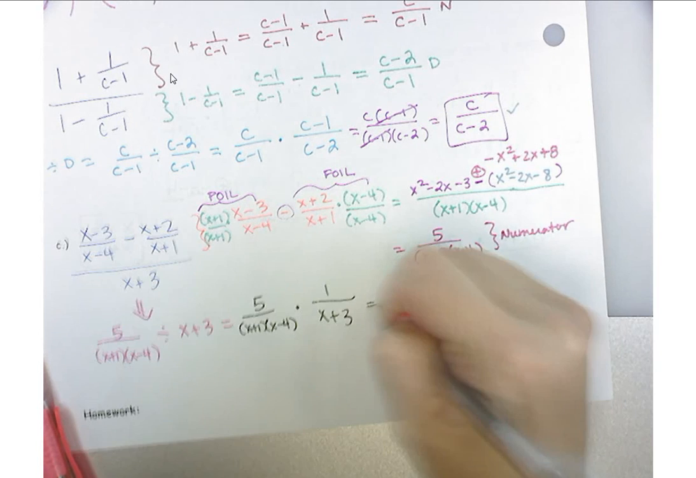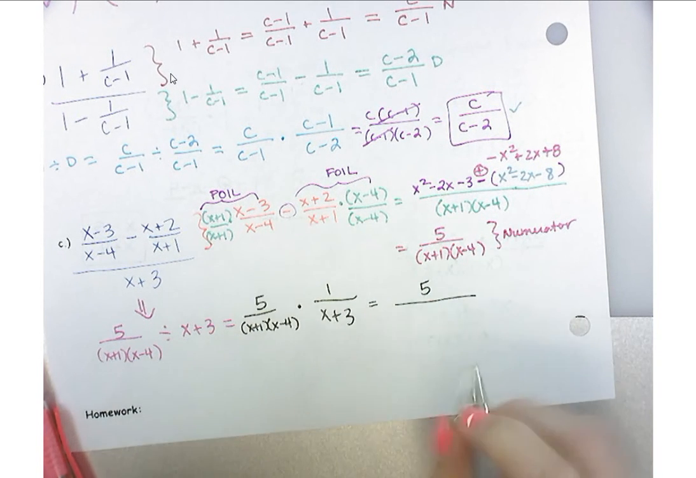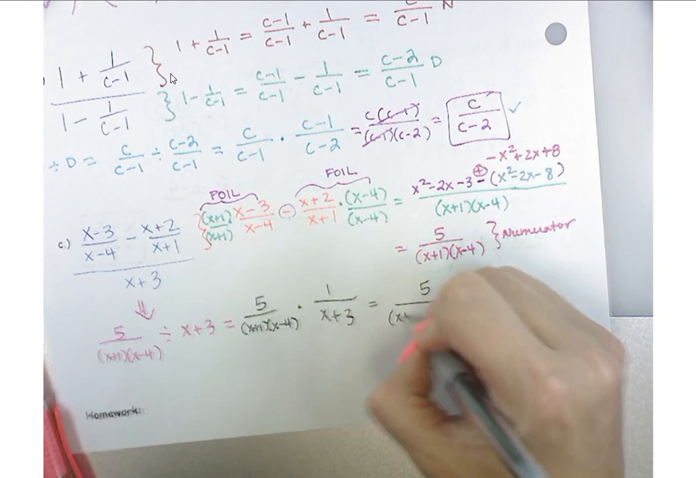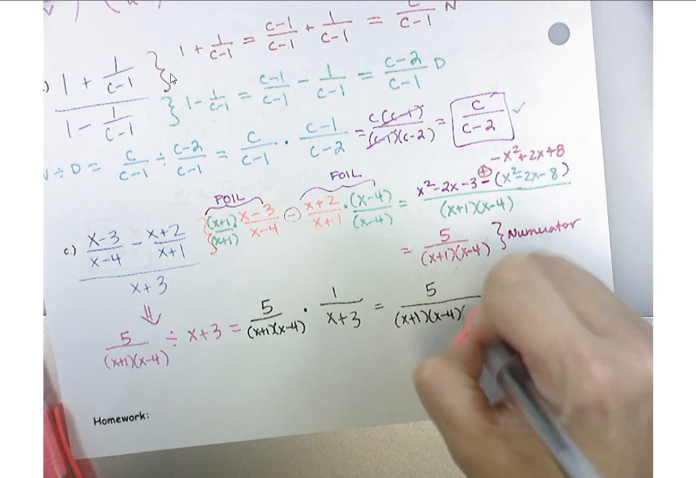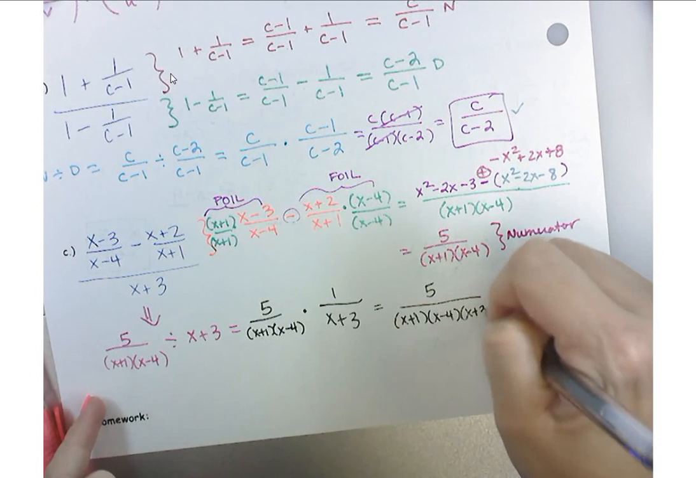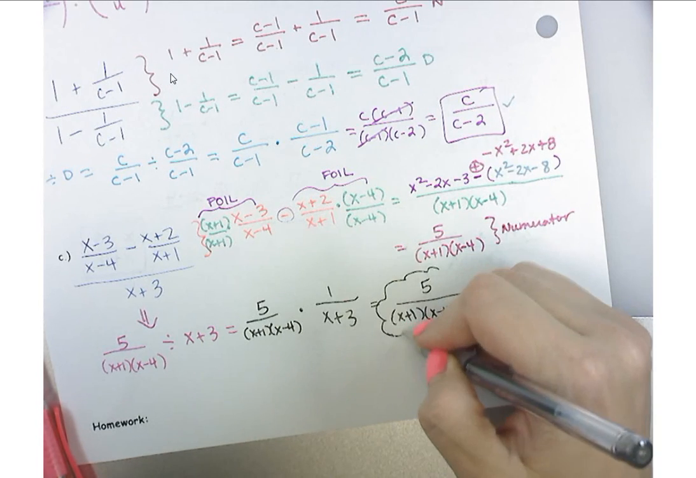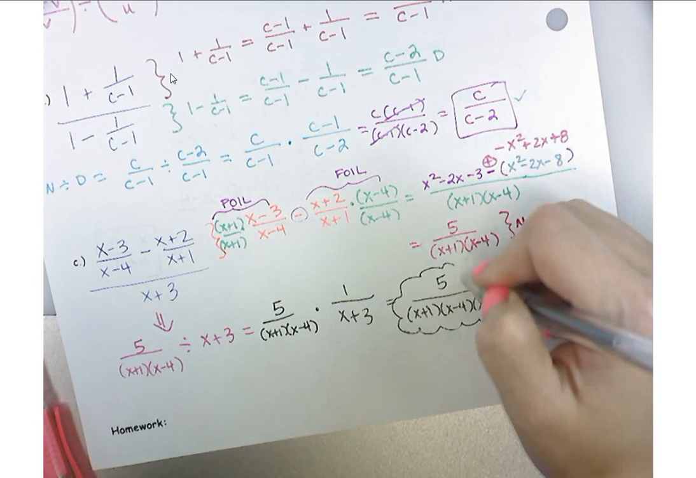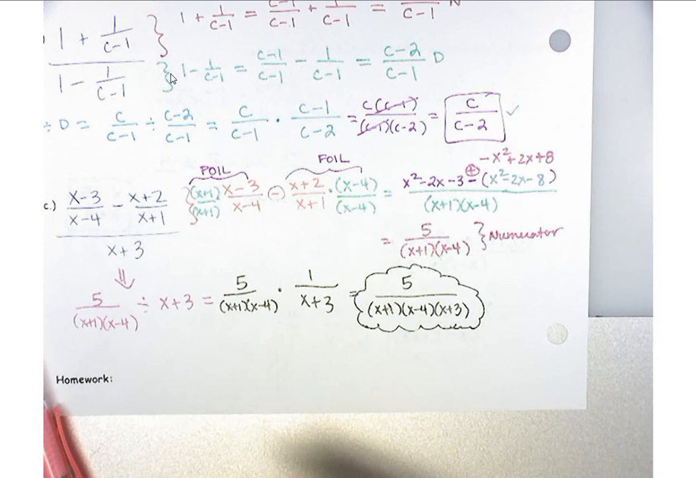Okay, so then your final answer, you multiply across the top. 5 times 1 is 5. X plus 1 times x minus 4 times x plus 3 is going to be in the bottom. And this is a good time for leaving in factored form, because if not, then you would have to FOIL and distribute. Okay, so this is in factored form. We are all set with that.